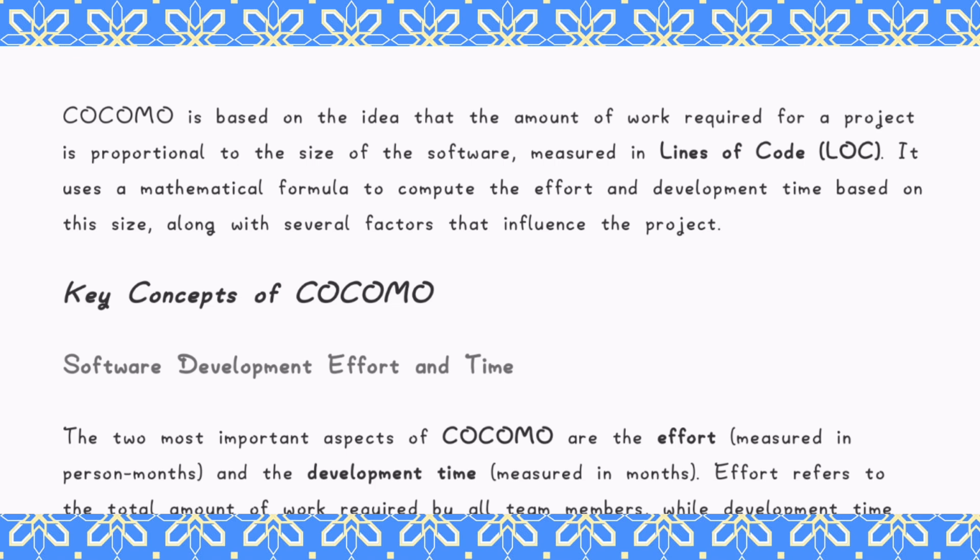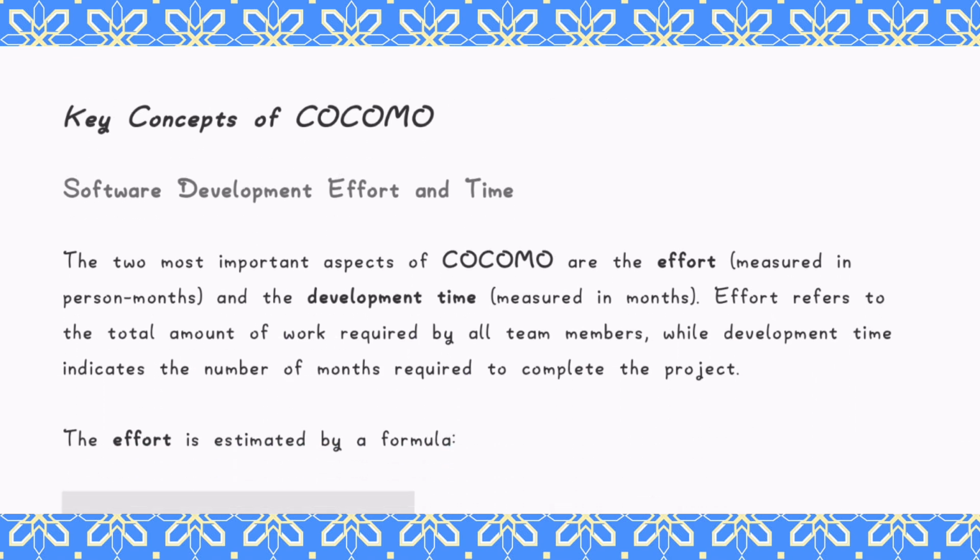COCOMO is based on the idea that the amount of work required for a project is proportional to the size of the software, measured in lines of code, LOC. It uses a mathematical formula to compute the effort and development time based on this size, along with several factors that influence the project.